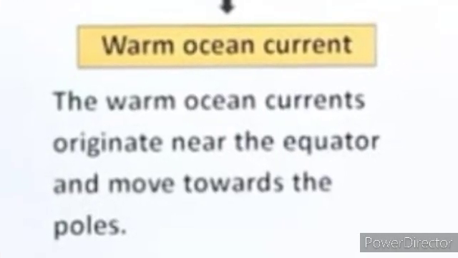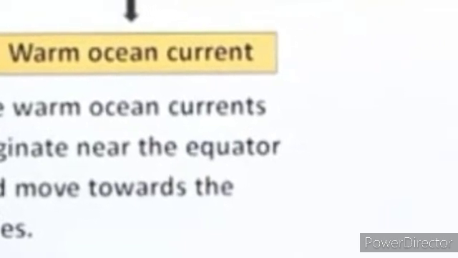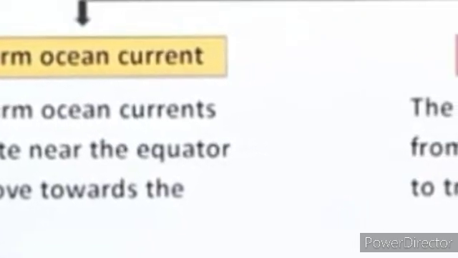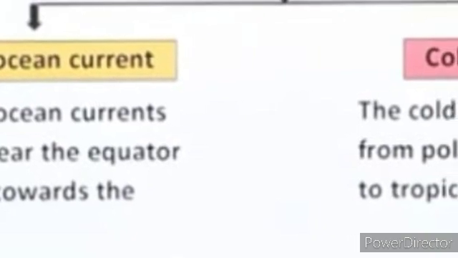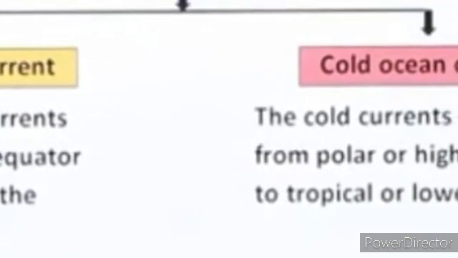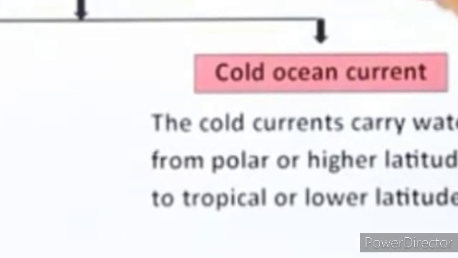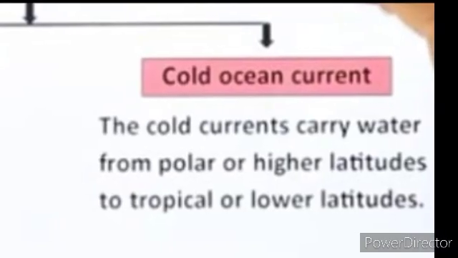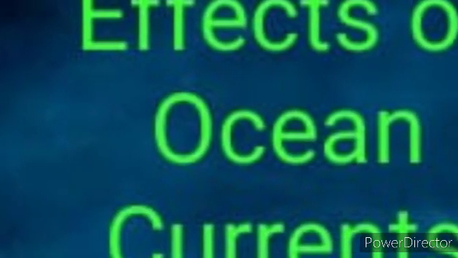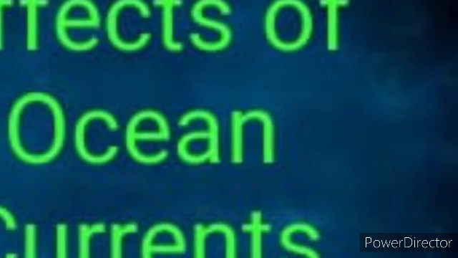The ocean currents that move from the equatorial region to the poles carry warm water and hence are called warm currents. The ocean currents that move from the poles towards the equator carry cold water and hence are called cold currents. Now here the last point, effects of ocean currents.